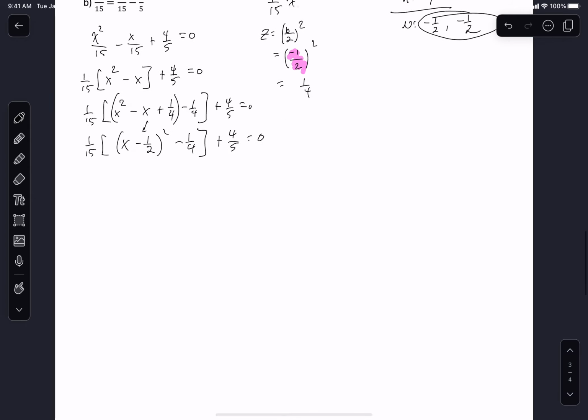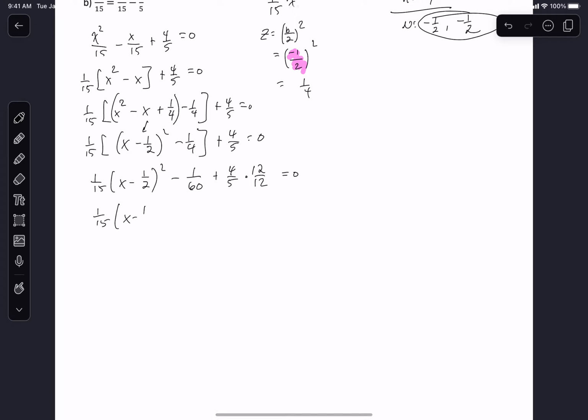Remember, this is just the completing the square process. We still have to solve after this, right? So we get 1/15 times x minus 1/2 squared. 15 times 4 is going to be 60. So we get -1 over 60 plus 4/5 equals 0. We can condense this. We're going to need to create a common denominator between the 4/5 and 1/60 by going 5 into 60, which would be 12. So I'm going to multiply by 12 over 12, and that has to equal 0.